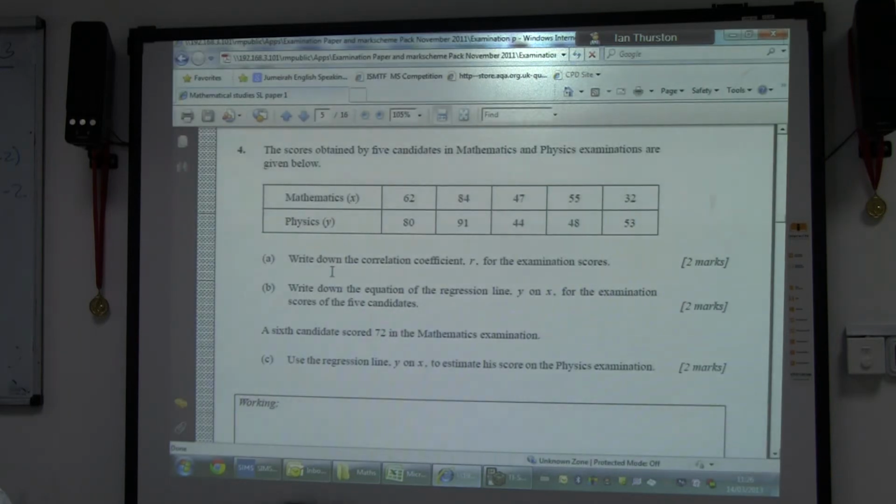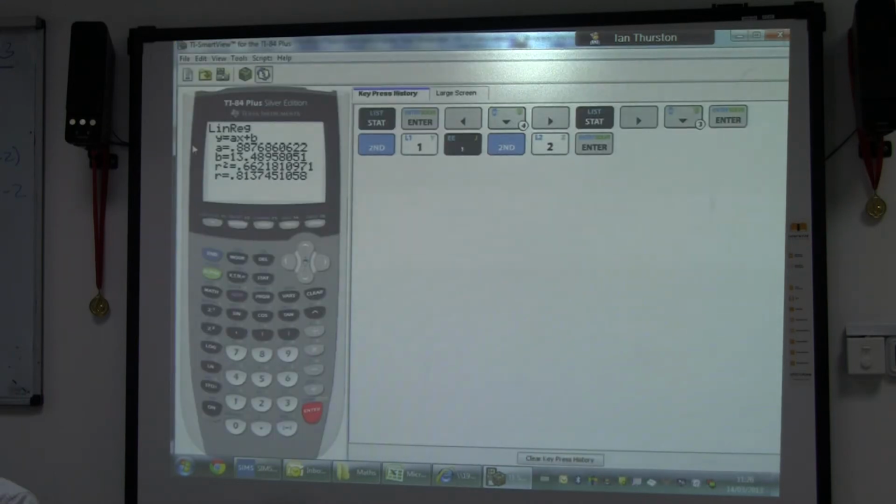2 marks. It says, write down the equation of the regression line, y on x, for the examination scores of the 5 candidates. What does that mean? Basically, it means y equals ax plus b.